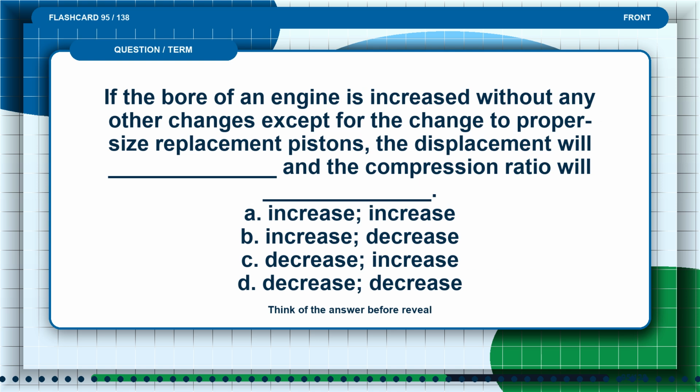Flashcard 95. If the bore of an engine is increased without any other changes except for the change to proper size replacement pistons, the displacement will blank and the compression ratio will blank. A, increase, increase. B, increase, decrease. C, decrease, increase. D, decrease, decrease. Pause and think of the answer before the reveal.